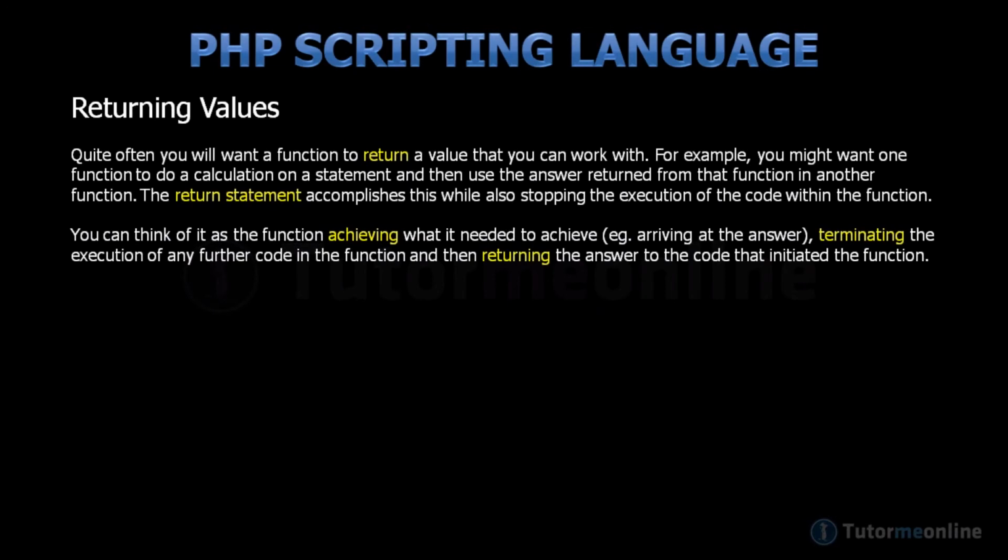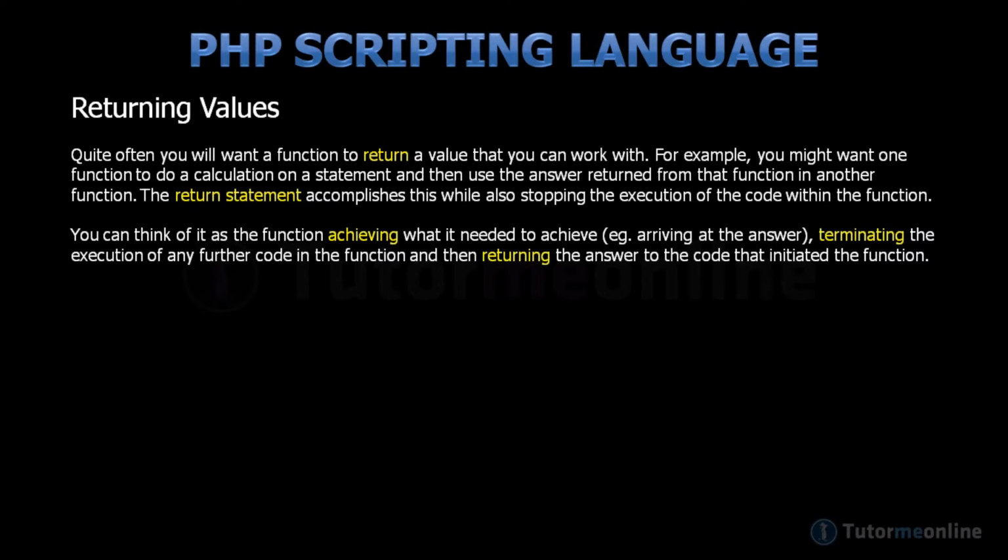Quite often you will want a function to return a value that you can work with. For example, you might want one function to do a calculation on a statement, and then use the answer returned from that function in another function. The return statement accomplishes this while also stopping the execution of the code within the function.